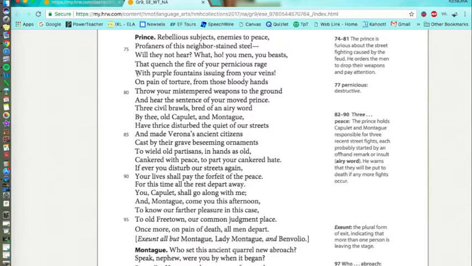If ever you disturb our streets again, your lives shall pay the forfeit of the peace. So, if they do this again, what's going to happen? They are going to get executed. Their lives are going to pay the price.